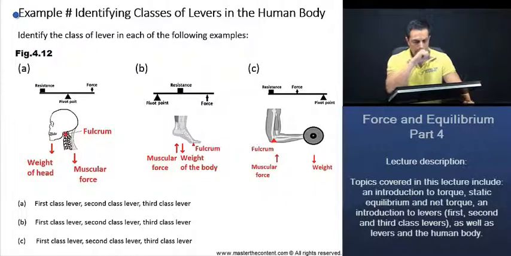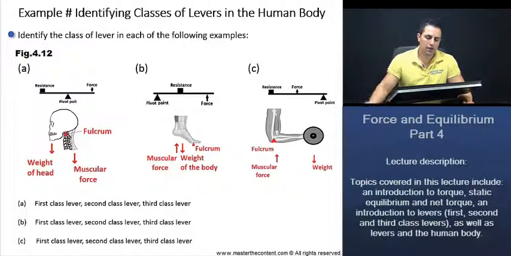Wonderful. Example: identifying classes of levers in the human body. Identify the class of lever in each of the following examples. In figure 4.12, we'll begin here with A. The resistance is the weight of the head. The pivot is going to be at the fulcrum, and the fulcrum there is going to be between the head and the atlas. The atlas is your first vertebra of your cervical vertebrae, right? And the force here is your muscular force provided by your postural muscles.